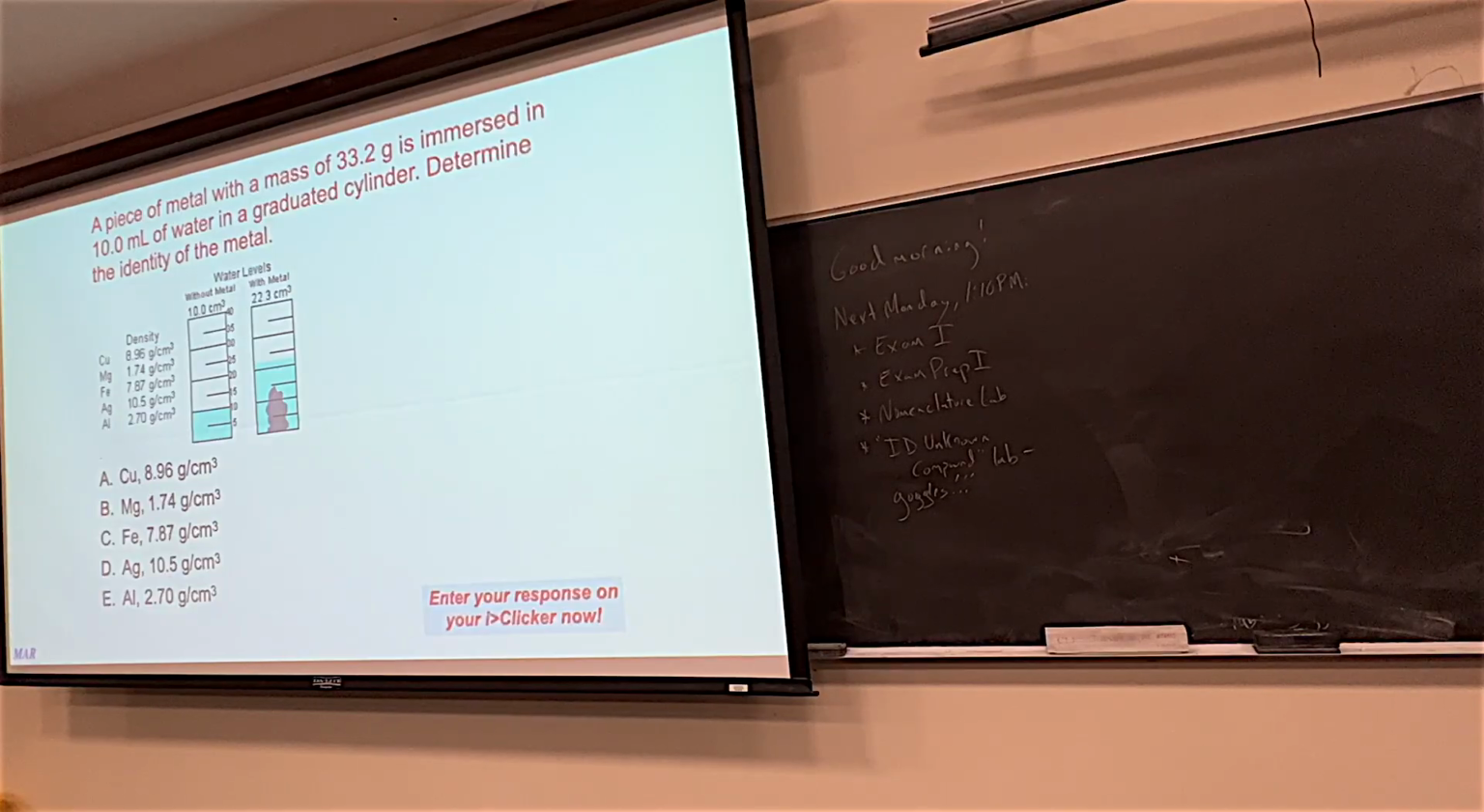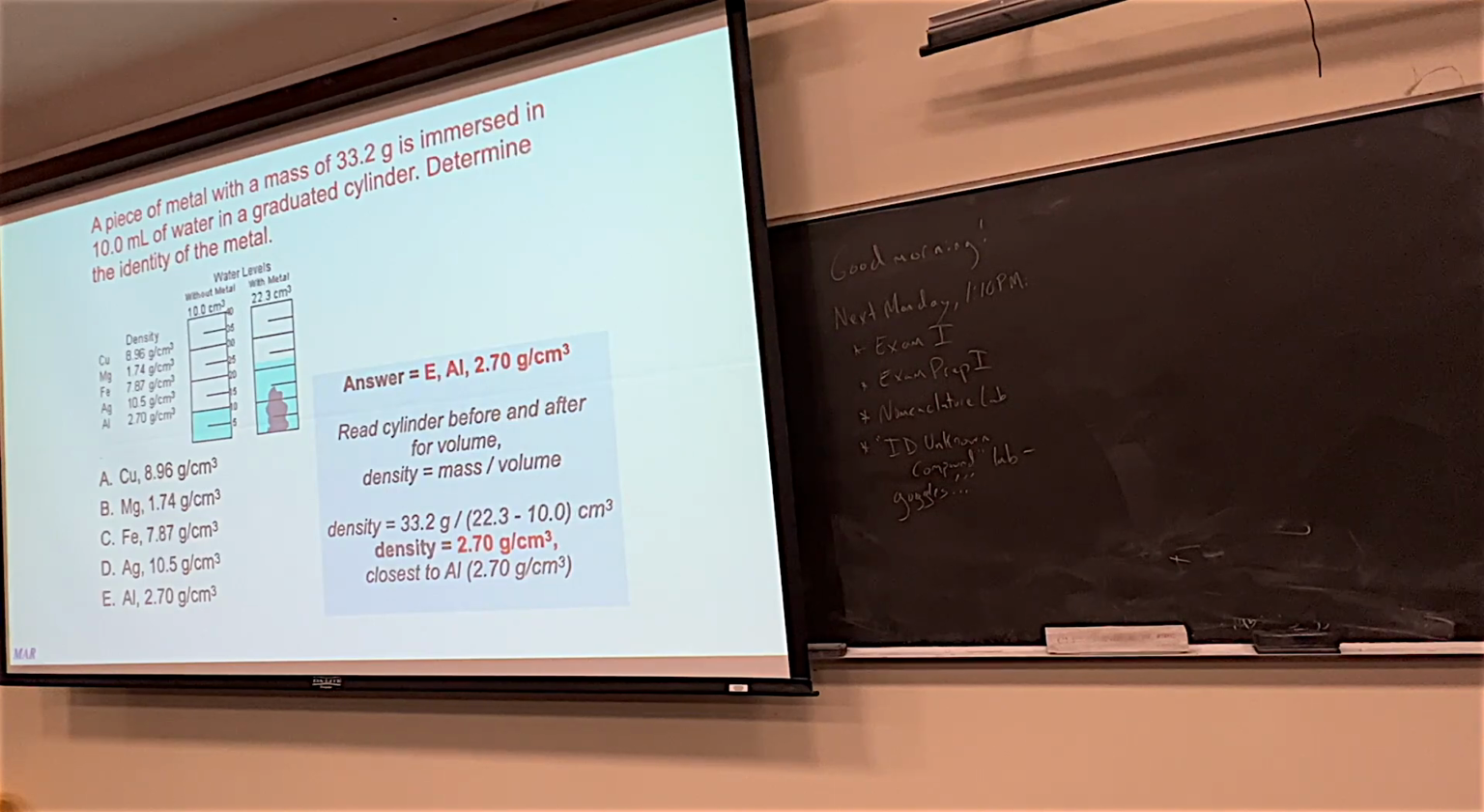But the punchline here is that metal density is mass over volume. So we have the mass of the metal, no problem. That'll be in the numerator. And then in the denominator, the bottom, we want the change in the volume. It's like the final volume minus the initial volume. And up here are the actual values for the volume. So in the bottom, you put 22.3 minus 10.0, which would be 12.3 centimeters cubed. So it's like 33.2 grams divided by 12.3. Density comes out to be 2.70, and on this list, that's certainly closest to aluminum.